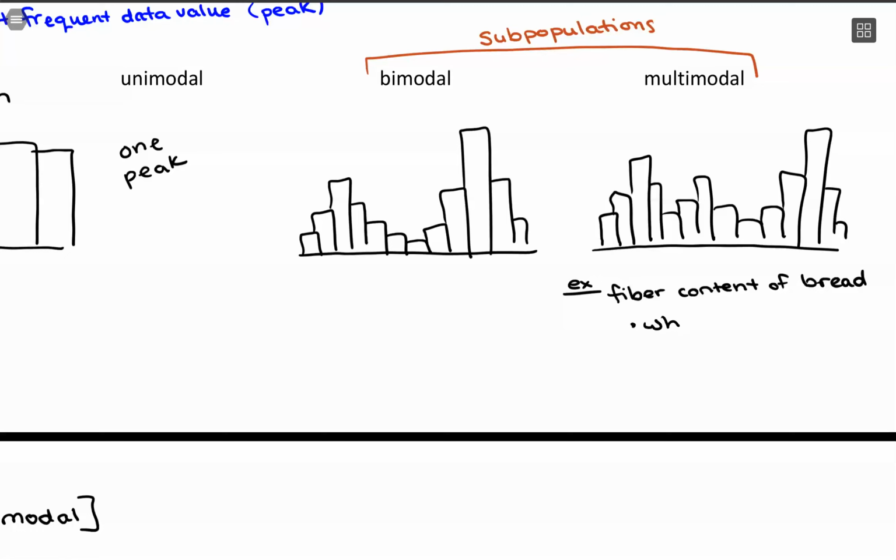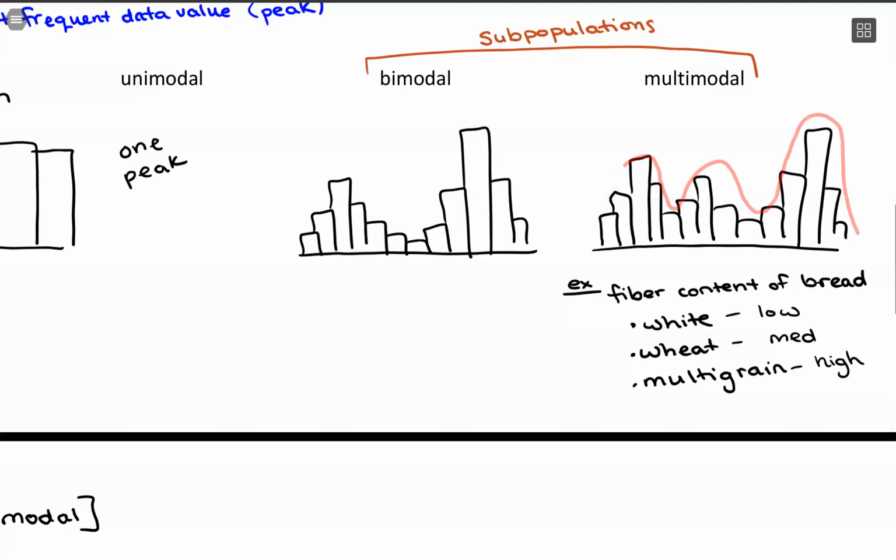We have white bread, we have wheat bread, multigrain, things like that. And these types of bread have very different kind of trends for fiber content. White bread is typically low, wheat is typically kind of medium, and then multigrain is usually high fiber content. So what we would see with our data is this trend of where white bread's behaving, wheat bread, multigrain bread.